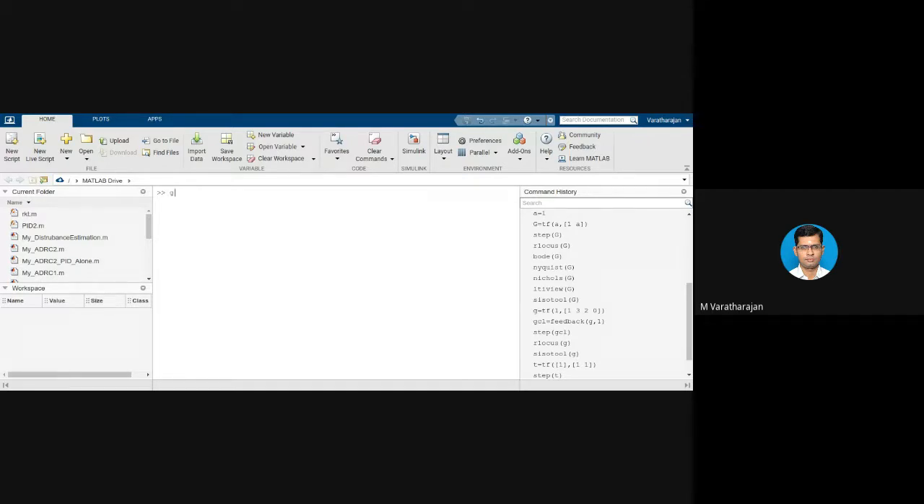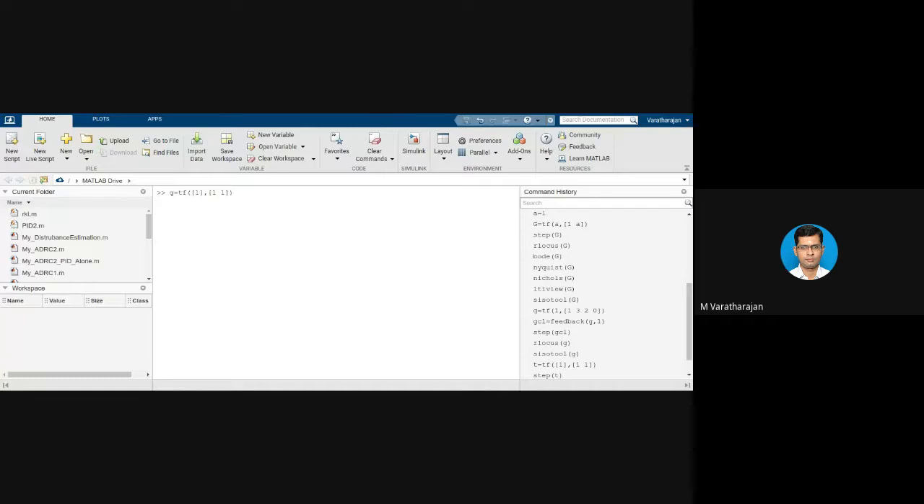To create a transfer function, I have to use the command tf. I'm going to create a transfer function 1 divided by s plus 1. So I have to type like this, tf of open bracket, within that numerator polynomial comma denominator polynomial. In numerator I have 1 and denominator I have s plus 1. So I have typed 1 1 in the sense s plus 1. If you type three numbers 1 1 1, it means s square plus s plus 1.